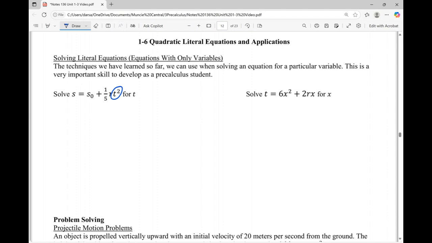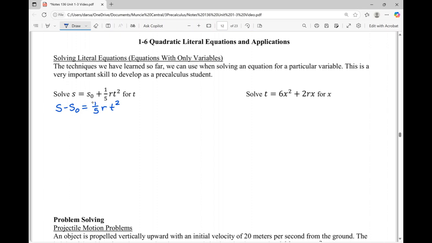But remember, isolation principle says we need to have t squared by itself before we can square root both sides. So we're going to start by getting this t squared by itself. That'll begin by subtracting s sub 0. By the way, s sub 0 in math, sometimes we call that s naught, meaning time is not, there is no time, like the old English word not. So that often means the starting thing, the starting amount of s.